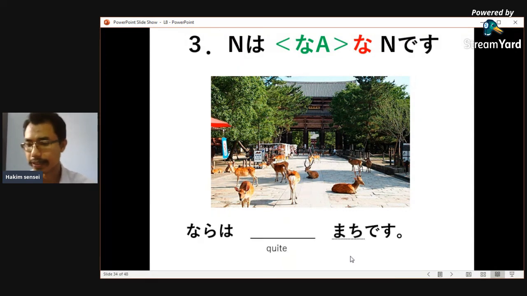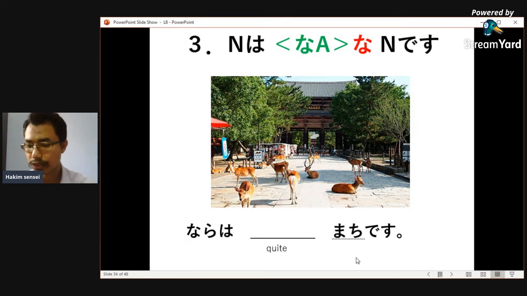Nara is very famous for deer because you can see a lot of deer walking around freely inside Nara city. But actually, Nara is a very quiet city. So if you want to say Nara is a quiet city, machi is city or town. You can see the noun there.